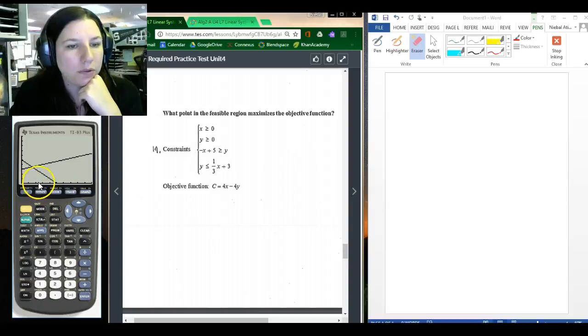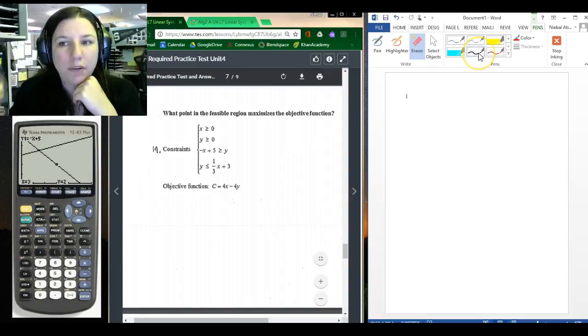Okay, I'm going to zoom in a bit. So let's see, we've got 1, 2, 3, 4, 5. So let's change our window. Let's go from 0 to 6. And we've got 1, 2, 3, 4, 5. Let's make this a 5, just so we can get a nice good look. I'm going to hit trace.